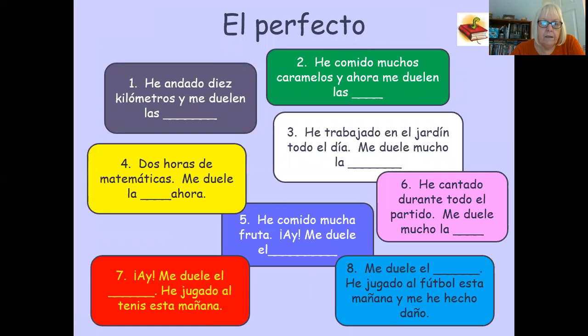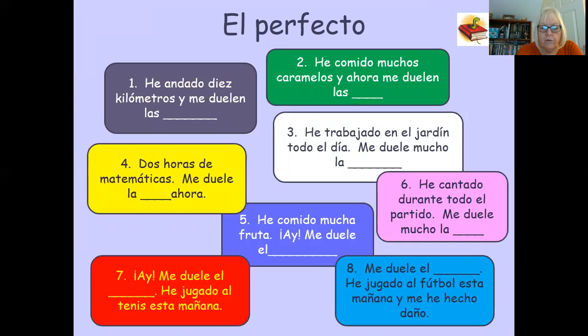Okay, these ones here, I wanted you to do without me correcting them, so I'd like you to submit a picture of this. Number one, I'm not going to go through all of these, you need to read them through. They're basically cause and effect things. So we've got andado 10 kilómetros y me duelen las something. That would be I've walked 10 kilometers and something hurts. So it could be your legs or it could be your feet, but it's las, and remember feet are masculine, el pie, so it'd be los pies, so it's not pies, it's something else.